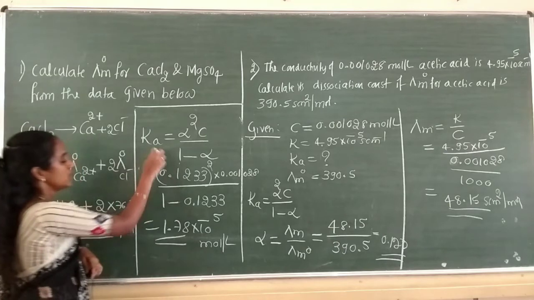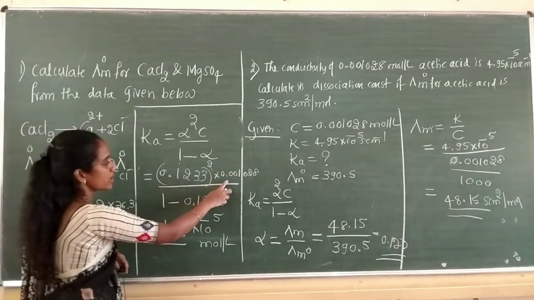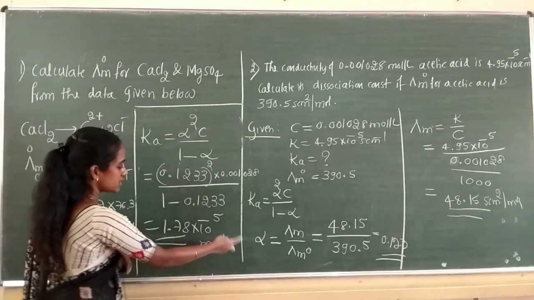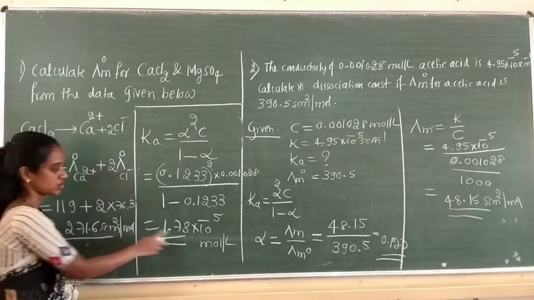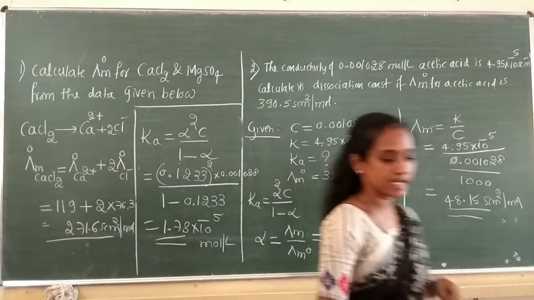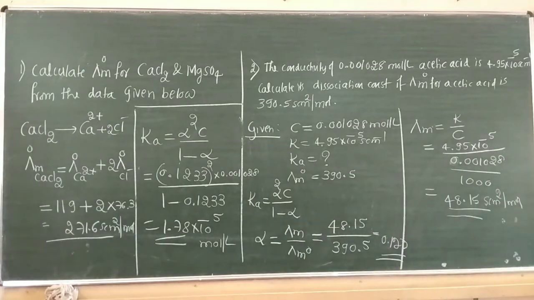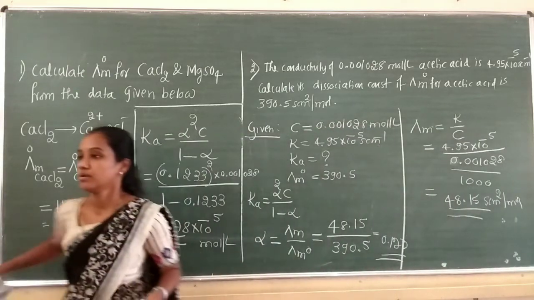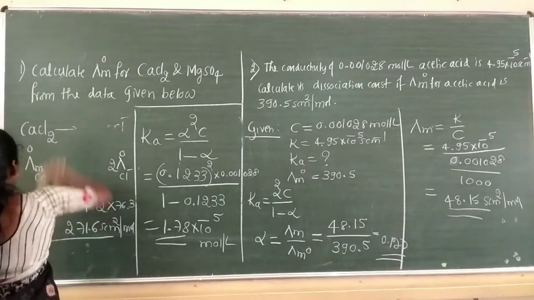Since it is the dissociation constant, the unit is mole per liter, so write mole per liter. So this is about the second problem. Now we have one more, the last problem.